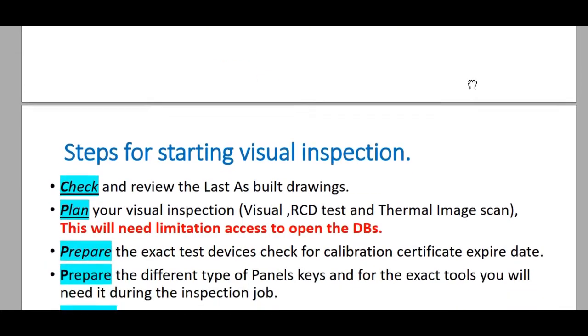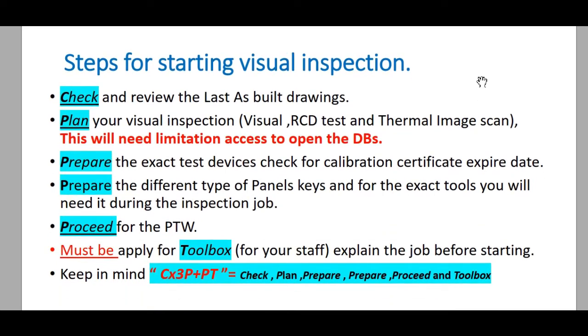So we have a lot of steps before we start our visual inspection. Number one, we must check and review the last as-built drawing. If we are going to any building, any hospital, or even if we are going to inspect the construction electrical system, we must always search for and get the last approved drawing, and also ensure by official documents and official email that this drawing is the last approved drawing.